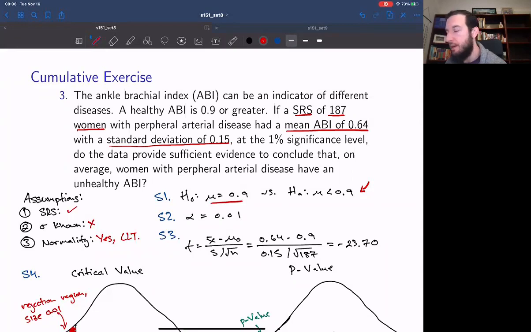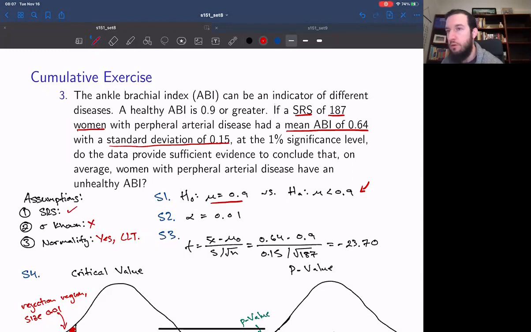Then we can check normality. In this case, we are not told directly that the population is normal, but we know that the central limit theorem gives us reason to assume that, since we have a sample size of 187, the central limit theorem would apply, which gives us evidence that X bar is approximately normal. So this will be sufficient to complete the test.